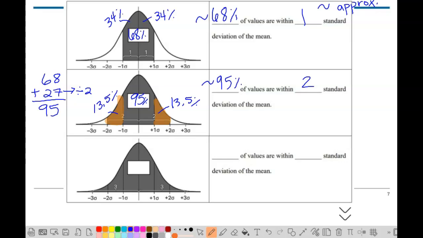So you see how here we did half of 68 was 34 each? So we already have that part. This is 68, so the total here is 95. How much did I add to 68? 27. So now I can split 27 into two parts: half of 27 is 13.5. Because together, if you add these, it should equal 95. Okay. All right. Last one.